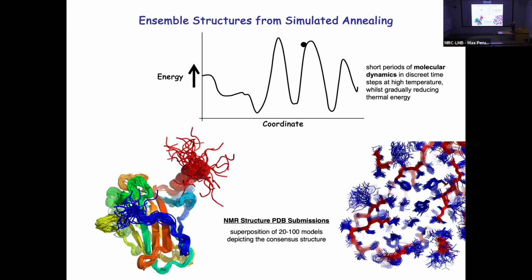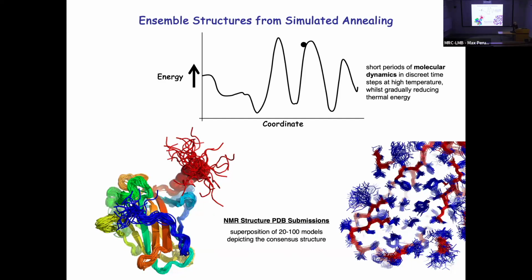So in the process of simulated annealing, we take 100 different structures that start from different starting points along this profile, from random starting points. And if they all converge to the same point and they're consistent with the experimental data, then we can be confident that we've reached the global minimum energy structure.